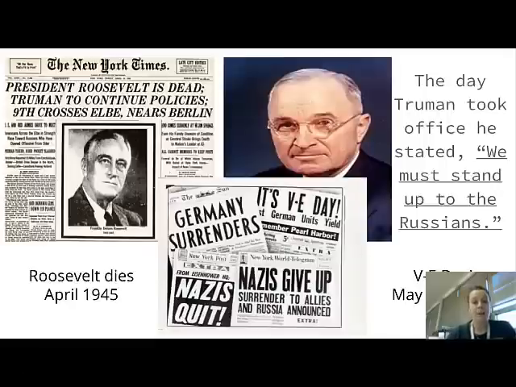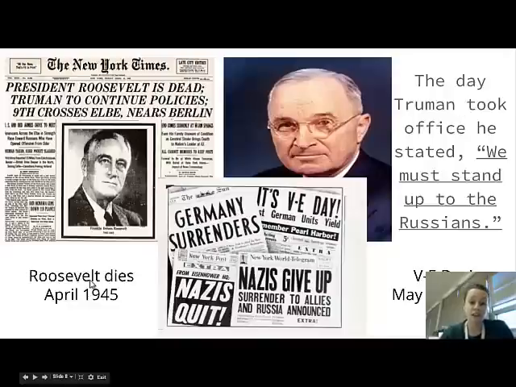So a big event takes place in April of 1945. Remember, the war is still going on. And Roosevelt dies. He has a stroke and he dies. And this means that his vice president, Harry Truman, becomes the president. The day Truman took office, he is quoted as saying, "We must stand up to the Russians." This is important because some people blame the entire Cold War on Truman.